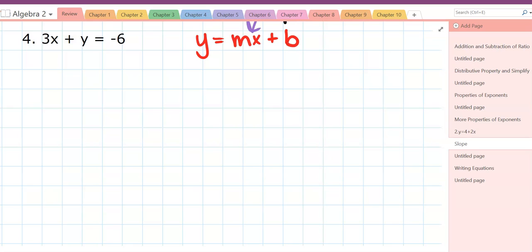So this one we have 3x plus y equals negative 6. I need to move that 3x over to the other side. I'm going to do that by subtracting it. So I'm going to do minus 3x from both sides of the equation.